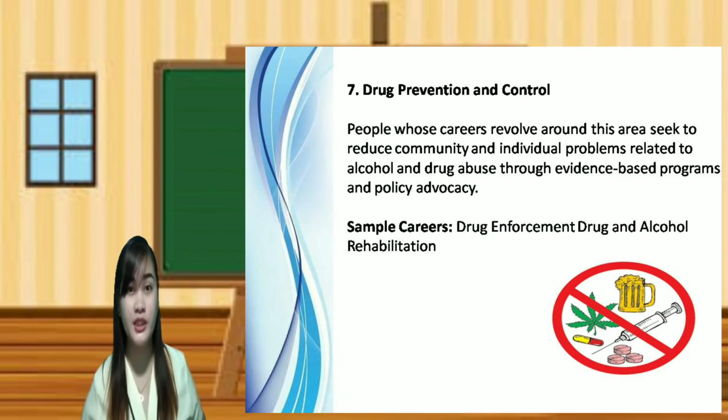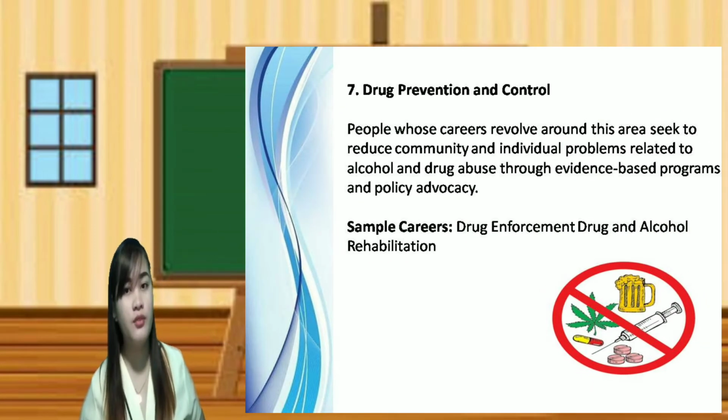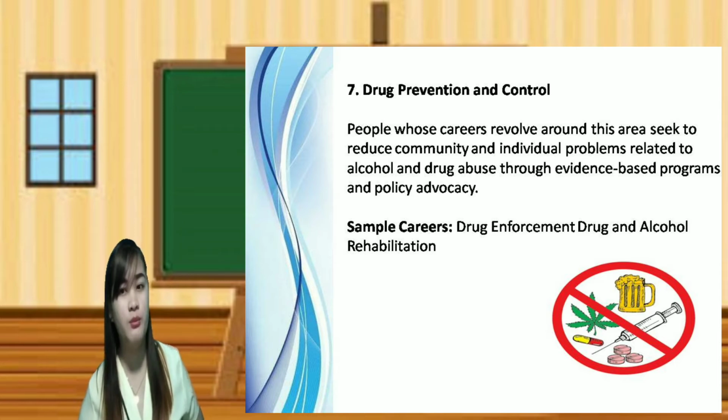Next, number 7, drug prevention and control. People whose careers revolve around this area seek to reduce community and individual problems related to alcohol and drug abuse through evidence-based programs and policy advocacy. Sample careers: drug enforcement, drug and alcohol rehabilitation.